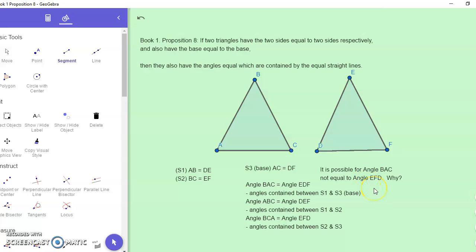So we can then say that it's possible for angle BAC to not be equal to angle EFD because we are not comparing two corresponding angles, because these two angles BAC and EFD are not of the same set of sides. So again, class, this proposition 8 is also called the side-side-side theorem for triangle congruence. So now let's move on to the proof.